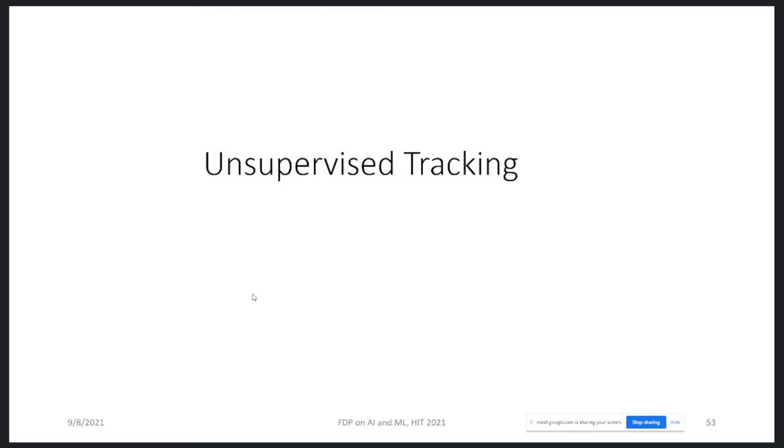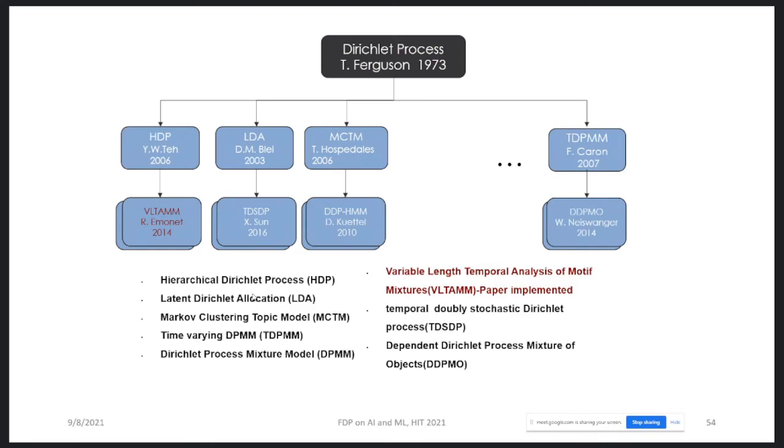Now I shall show you some examples of unsupervised learning also. Here, I shall give you a brief overview of why we went to unsupervised tracking. There are some reasons for that. The Dirichlet process, which was proposed in the 70s, led to various kinds of modeling, particularly for understanding the behavior of dynamical systems.